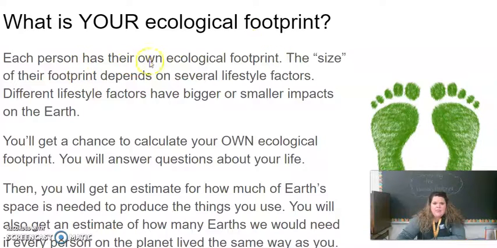Now, each person has their own ecological footprint. The size of their footprint depends on several lifestyle factors. Different lifestyle factors have a bigger or smaller impact on the earth. You'll get a chance to calculate your own ecological footprint. You will answer questions about your life. Then you will get an estimate for how much of Earth's space is needed to produce the things you use. You will also get an estimate of how many Earths we would need if every person on the planet lived the same way as you.